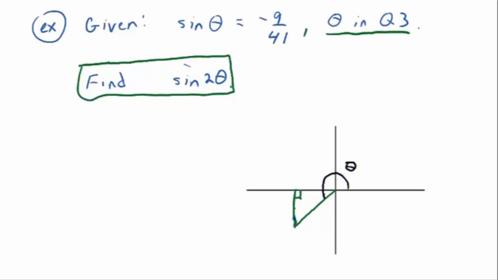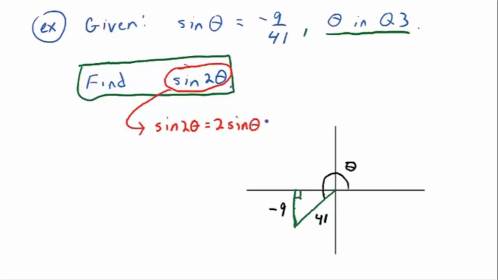Since we're in the third quadrant, the side opposite theta has to be the negative 9, and then 41 would be the hypotenuse. So we drew our helper triangle just like we did back in chapter 5. Now, the idea here is I want the sine of 2 theta. Well, that simply means I'm going to use the double identity for sine: sine 2 theta equals 2 sine theta cosine theta. So write it down, because that identity tells you what you need. It tells you you need sine theta. Already got it. But it also tells you you need cosine theta. I don't have it. So I need to find it using my helper triangle.